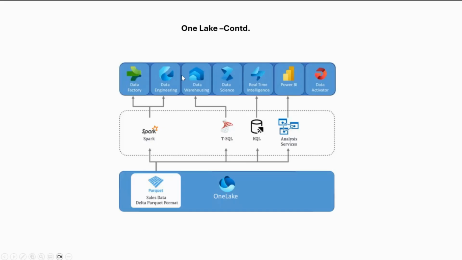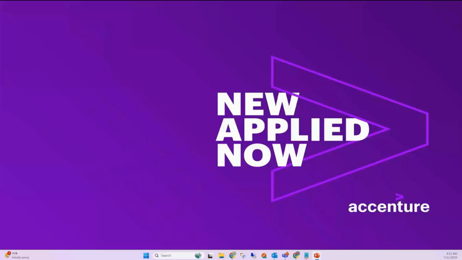Then you have data warehousing that leverages the T-SQL functionality. Data science is for advanced aspects. Power BI is like your Azure Analysis Services or an OLAP system, the semantic models. Data Activator is the one we saw with respect to alerts, or to activate certain actions post an alert. Then there is something called Real-Time Intelligence, which is for real-time data streaming and analytics.